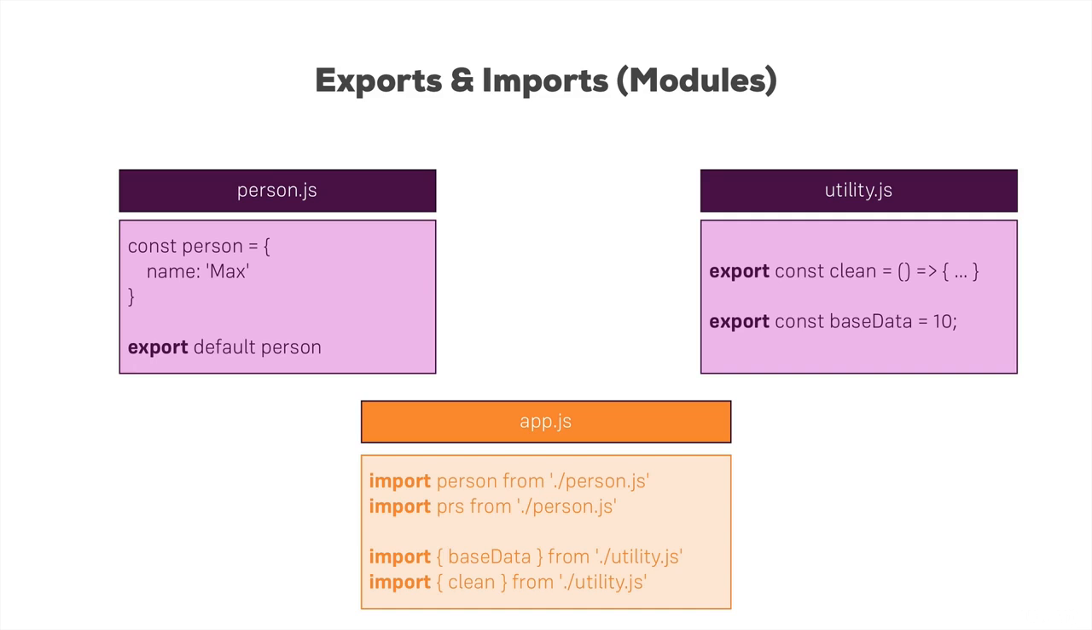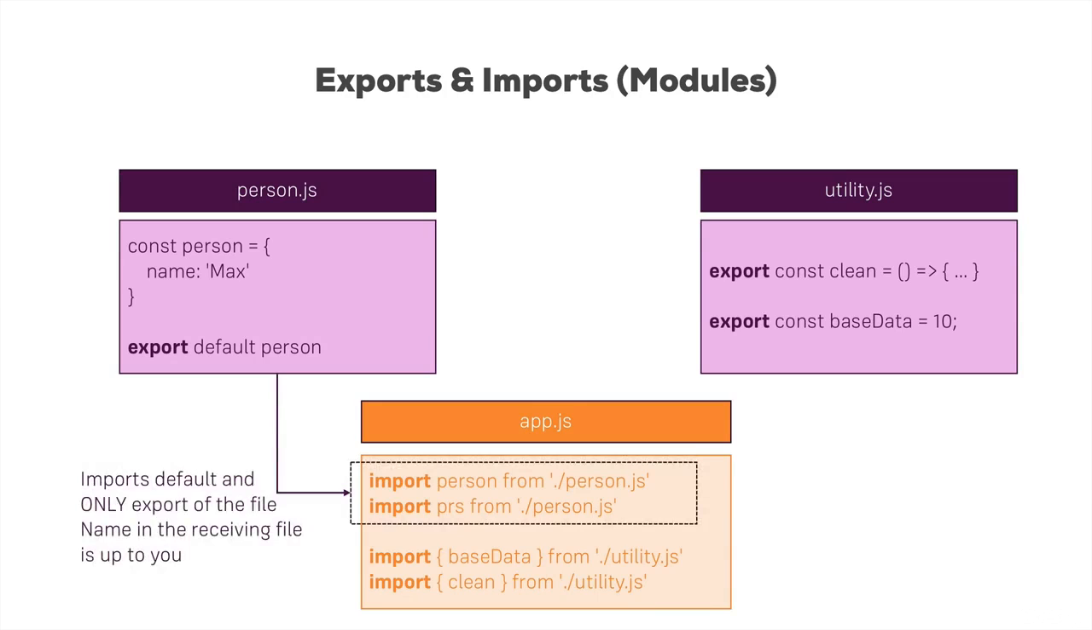Person.js, as you see, uses the default keyword. The default keyword simply means if we just import something from that file, it will always be our default export. So in this case, the person constant. Therefore, in import person from person.js, we can name person whatever we want, which is why I printed it twice here. Person or PRS doesn't matter. It always refers to the thing you marked as the default with the default keyword.